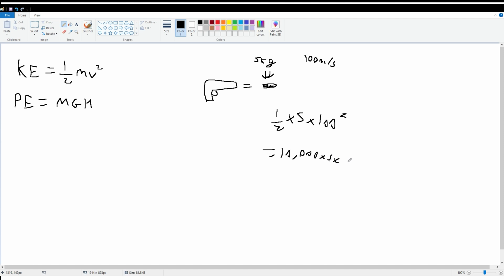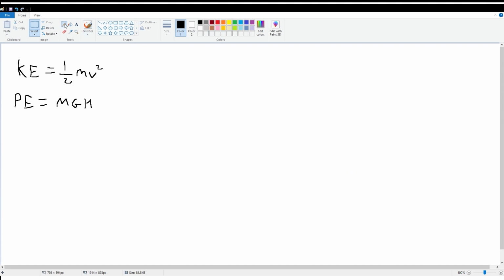Times 5 times 1/2, which is equal to 25,000. That's going to be in joules. So this is the amount of kinetic energy the bullet possesses. Looking at the equation for potential energy now. This is energy you have as a result of your location relative to a gravitational force. Let's say we're talking about the gravitational force of the Earth, which almost always is what you'll be talking about.